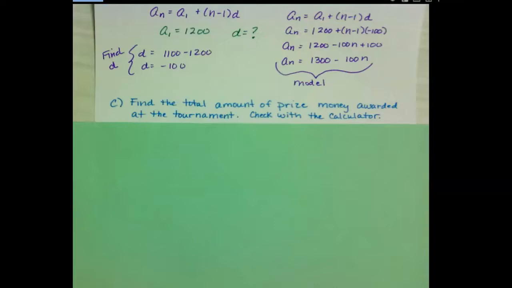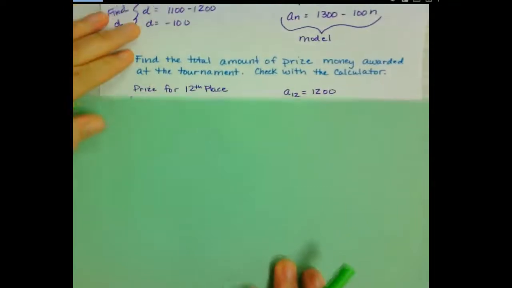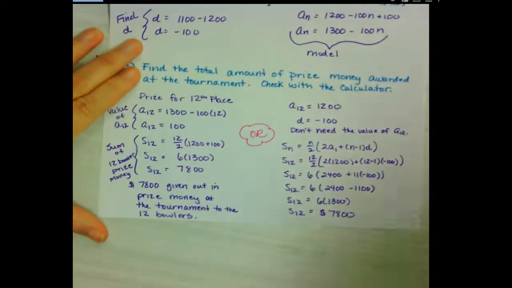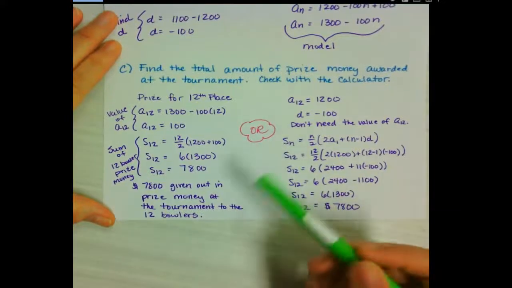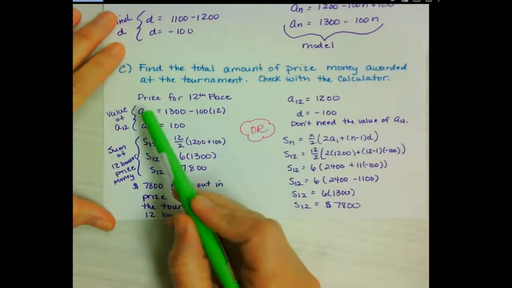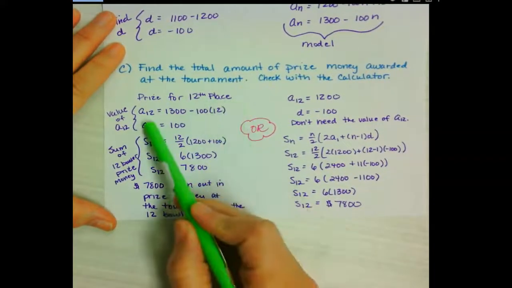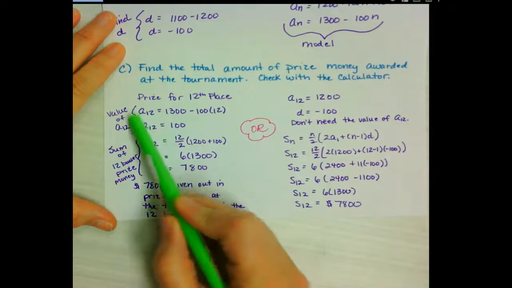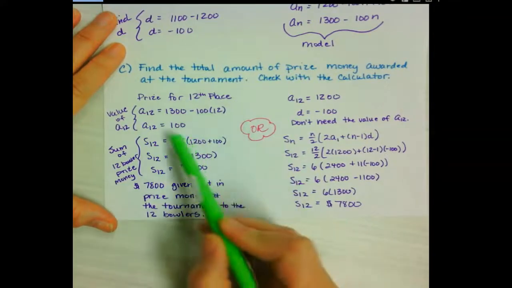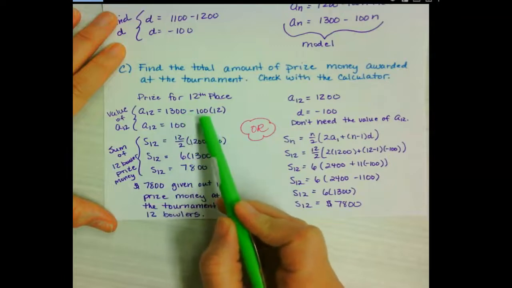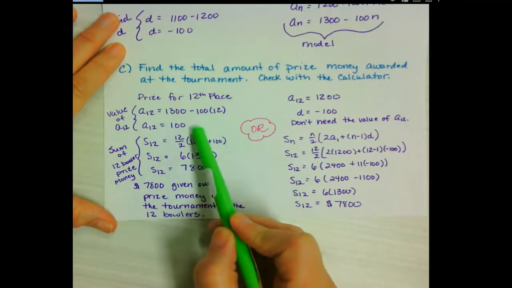And the last part, part C, says find the total amount of prize money awarded at the tournament and check that with the calculator. So again, as we're working through this, I went ahead and went through it with both models just so you could see in case however you decided to go. So the prize for 12th place would be a sub 12. So that is the 12th place, right? And so I have 1,300 minus 100 times 12. So that means a sub 12 is 100.